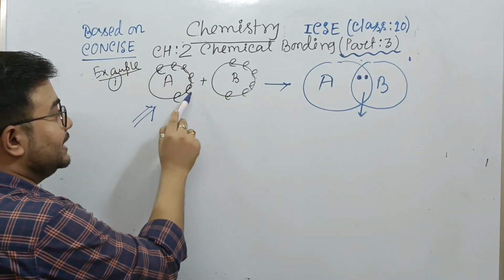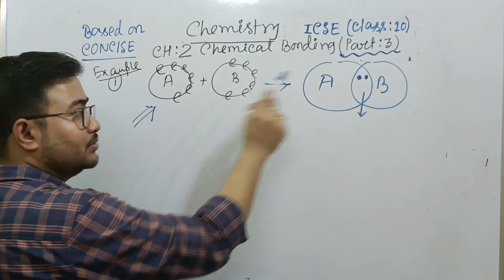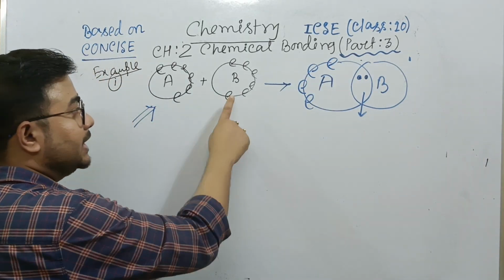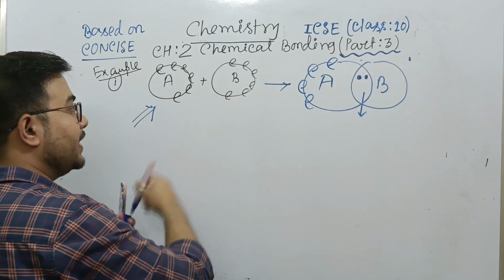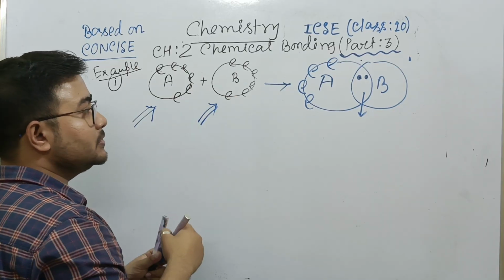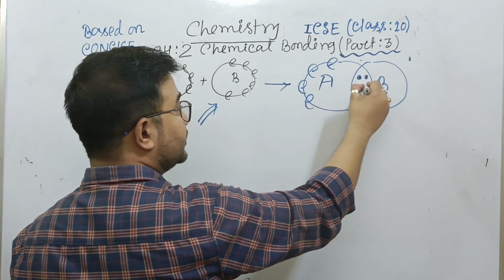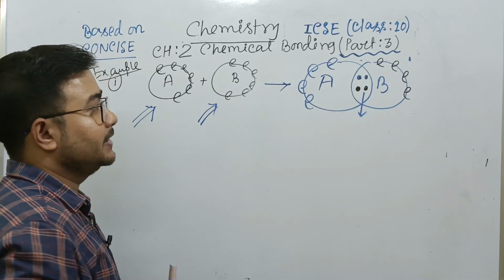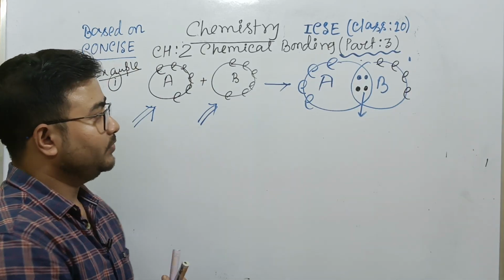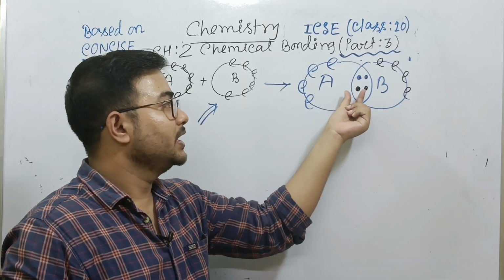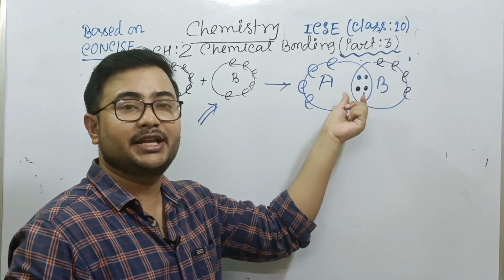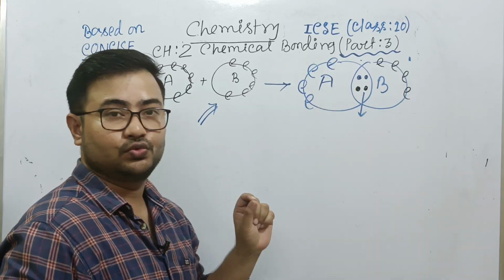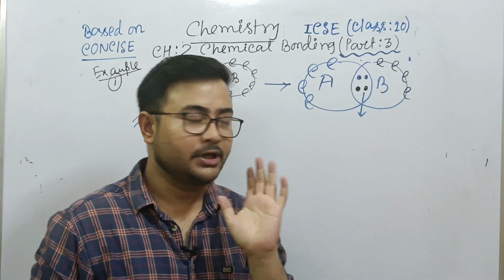So how many electrons are left here? Initially it was 6, now 2 are donated, so 1 2 3 4 electrons are present. Now tell me, here also the same, instead of accepting, B also tries to donate 2 electrons. So 1 2 3 4, 4 electrons are present. Now tell me, how many pairs of electrons are formed by sharing? This is the first pair, this is the second pair. So 2 pairs of electrons will form.